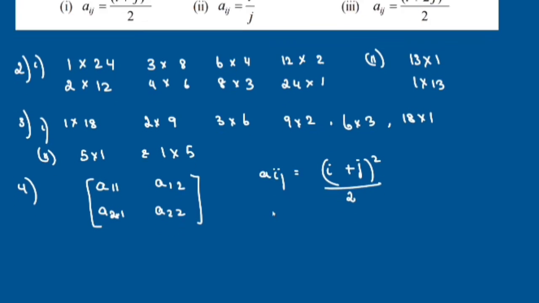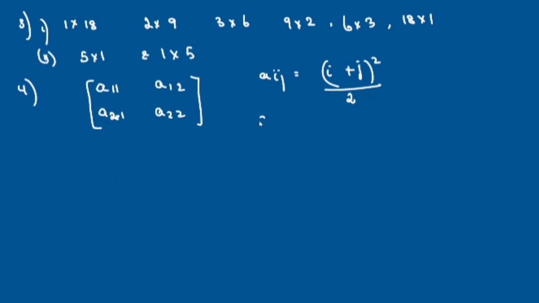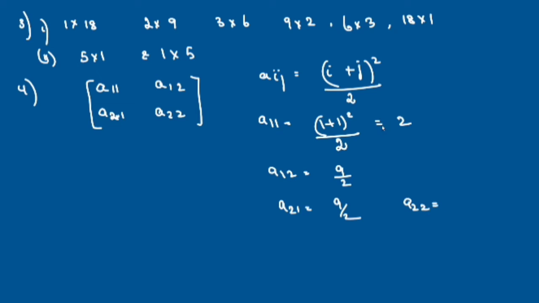So what is A11? A11 will be 2, 2, 2. Okay, A12 will be (1 plus 2), that is 9 by 2. A21, what is A21? 2 plus 1, 9 by 2. A22, 2 plus 2, 4, 4 square by 8. So the matrix is A11 is 2, in the same order, 9 by 2, 9 by 2 and 8.